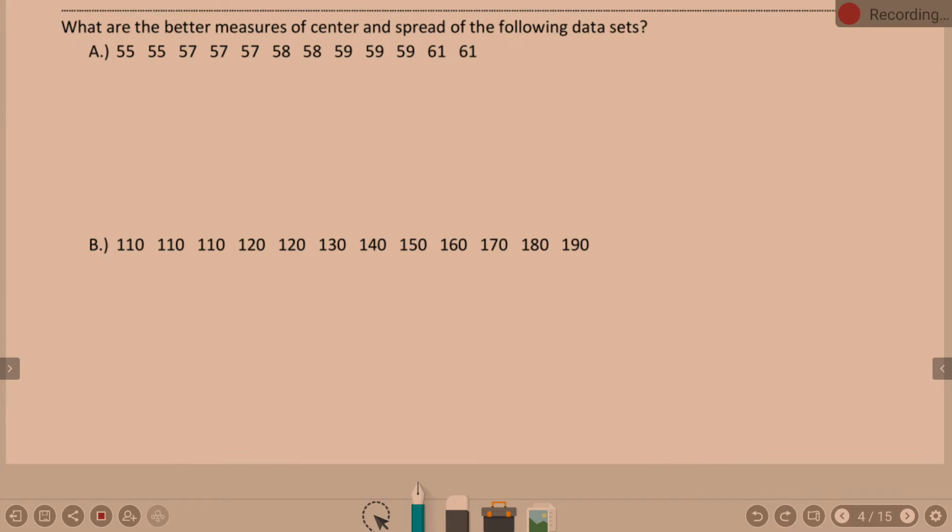Okay, example A down here. What are the better measures of center and spread? My suggestion is find mean, median, mode. I should have looked to see how Savas took you guys through this. I don't think I looked. They could say something like draw a histogram. I don't know.